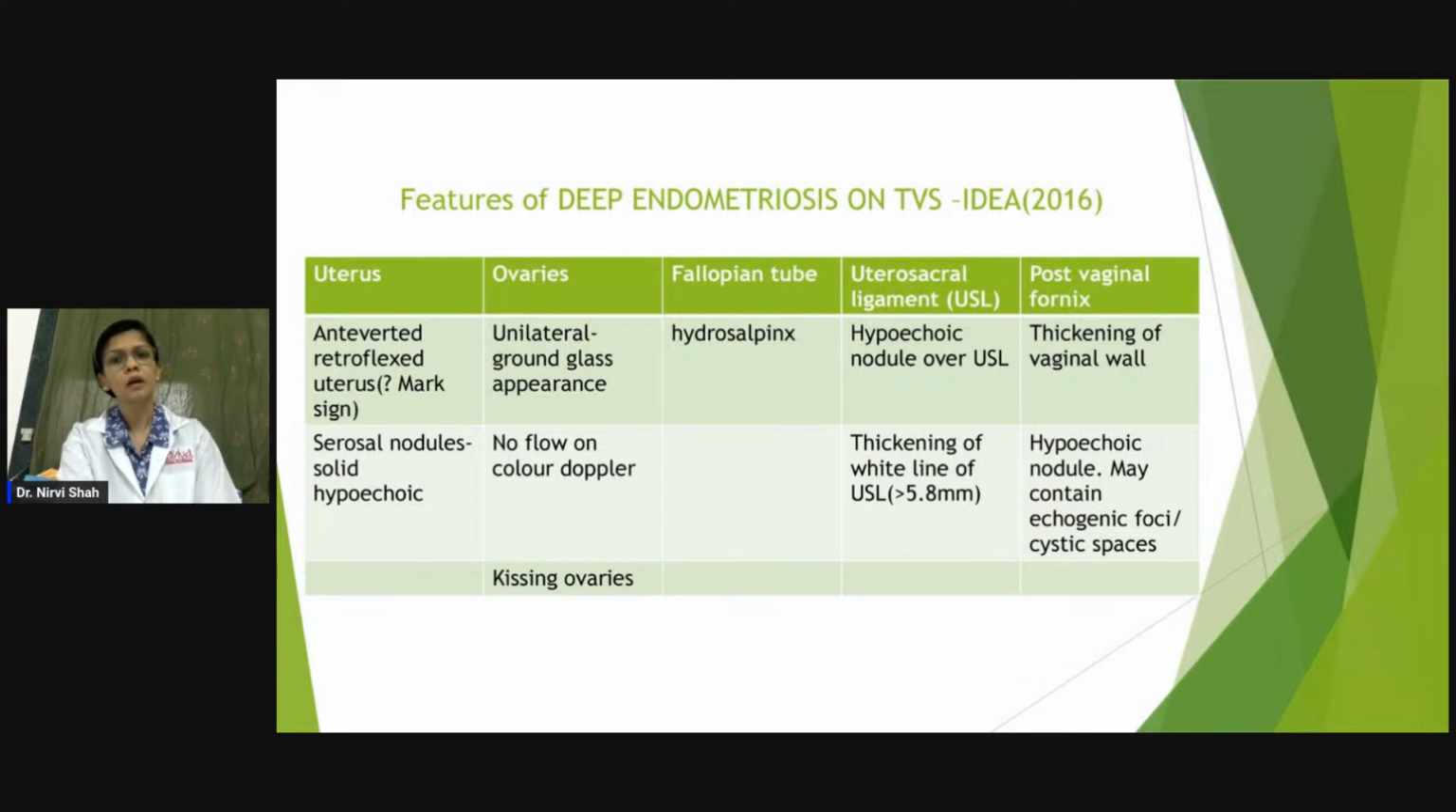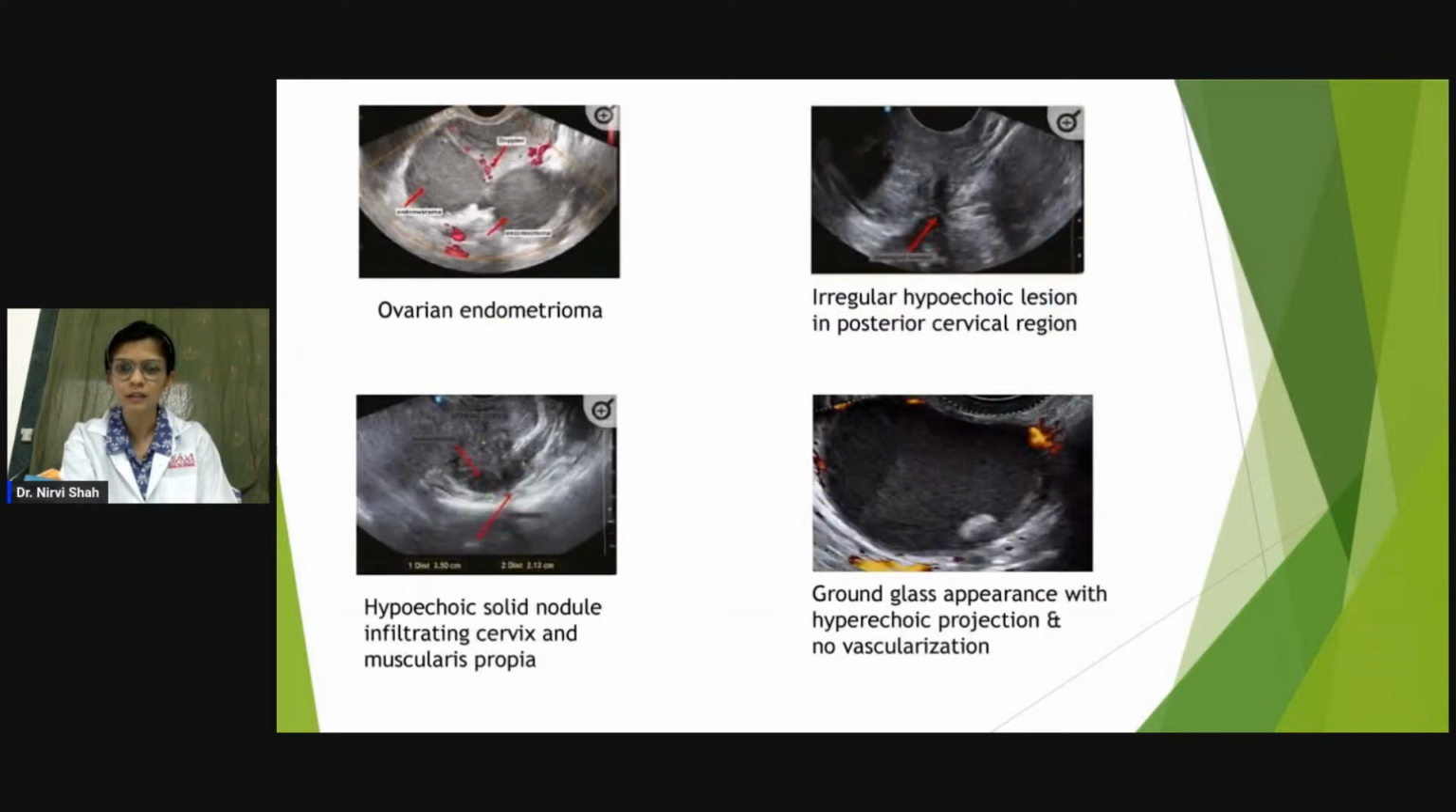Okay. Then the fallopian tube may show as a hydrosalpinx in severe cases of deep endometriosis. Also, there's uterosacral ligament thickening, or a hypoechoic nodule over the USL or even over the posterior vaginal wall. There may be a thickening or hypoechoic nodules. In the next slide, I'll be showing you all of this in detail.